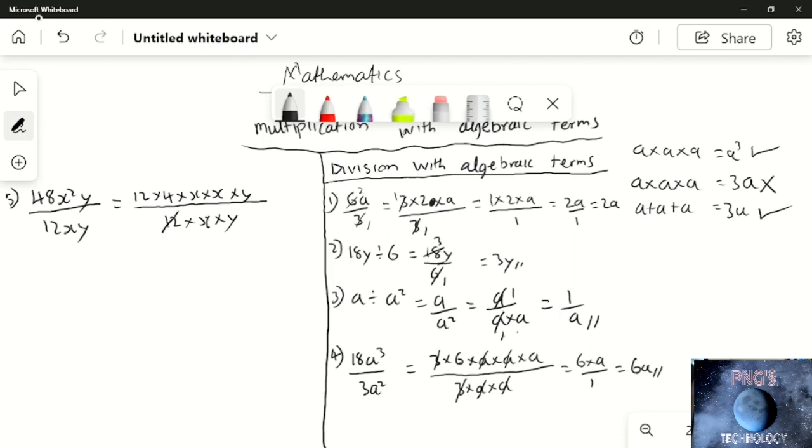So 12 cancels 12, 1x cancels 1x, 1y cancels 1y. What do we have left? We have 4 here, 4 times 1x here. What else? We have nothing. All over 1, so we have 4 times x is 4x, and that's our final answer.